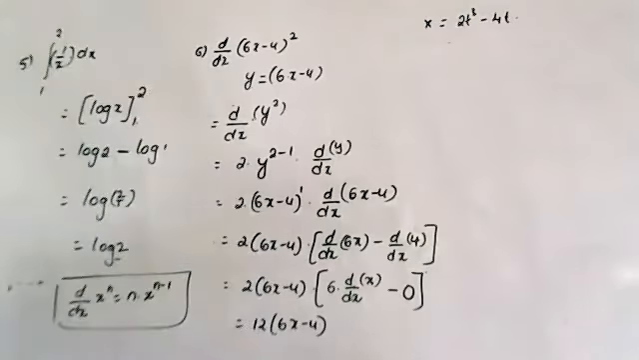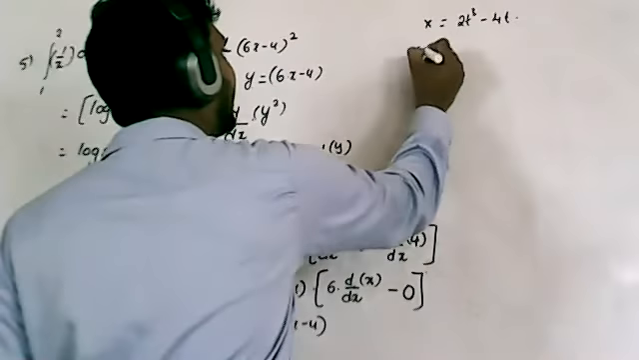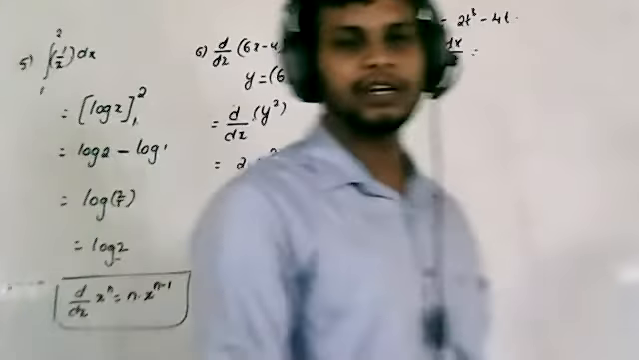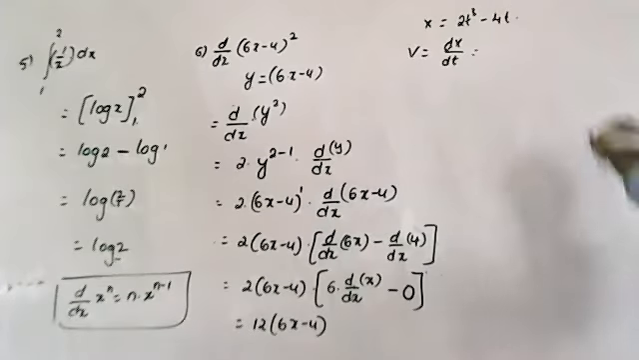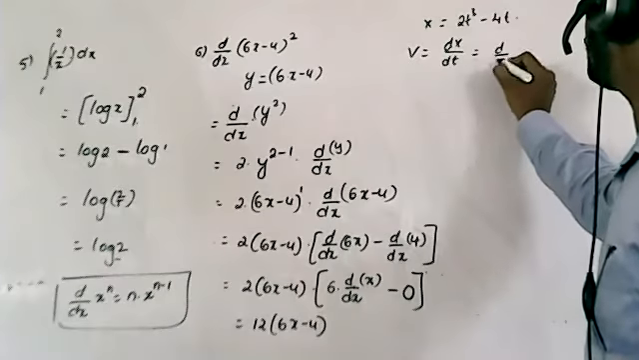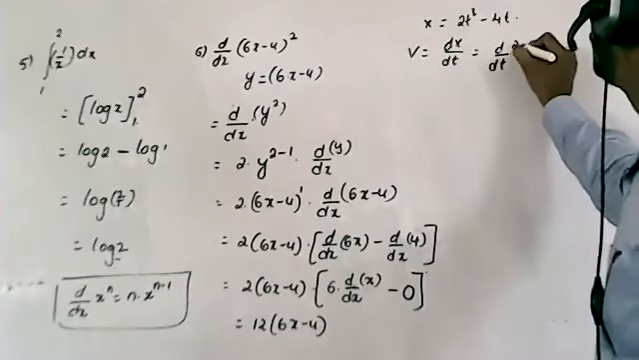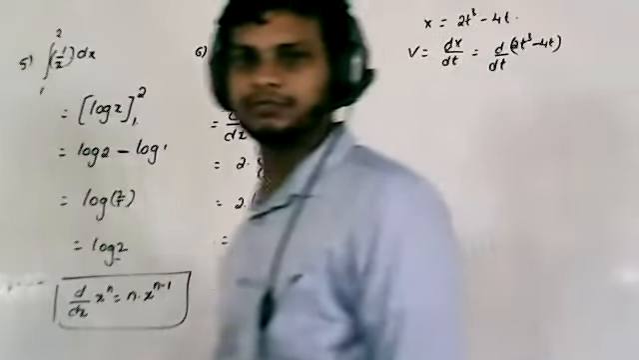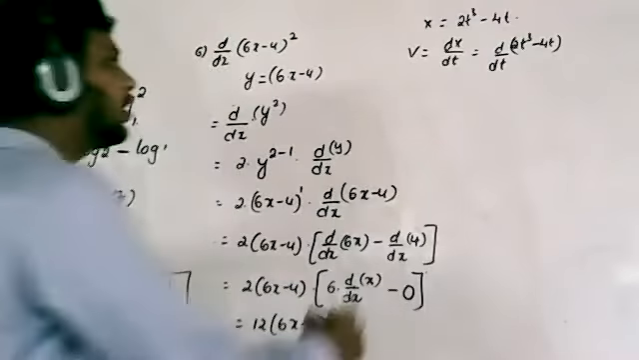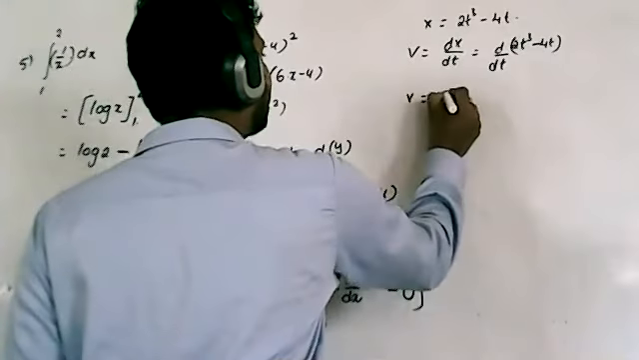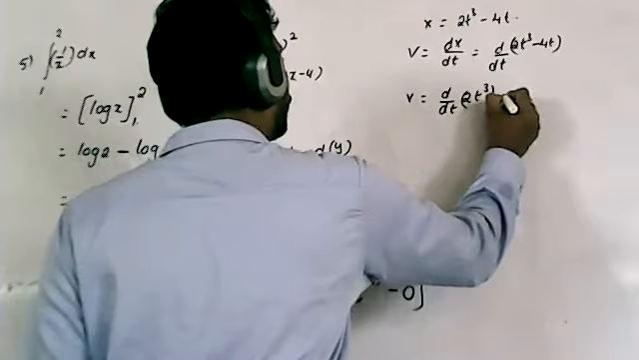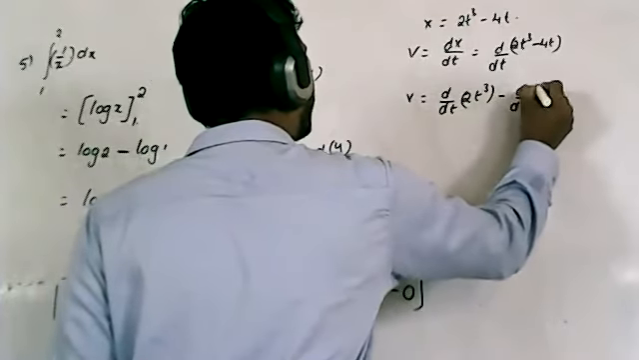Now what they asked in the question is, v is the velocity. That velocity v can be taken as dx by dt. Clear? So dx by dt, if you find it, means d by dt of what is the x value? 2t cube minus 4t. Then velocity v can be taken as d by dt of 2t cube minus d by dt of 4t.